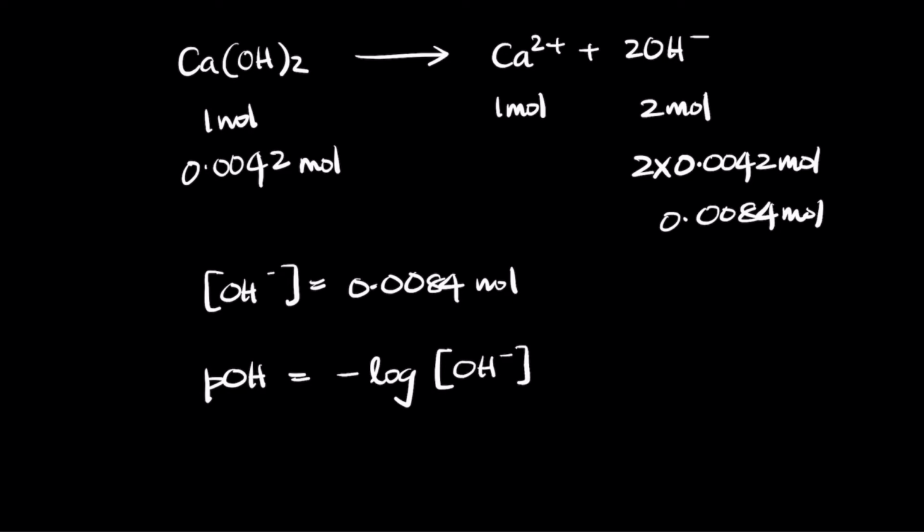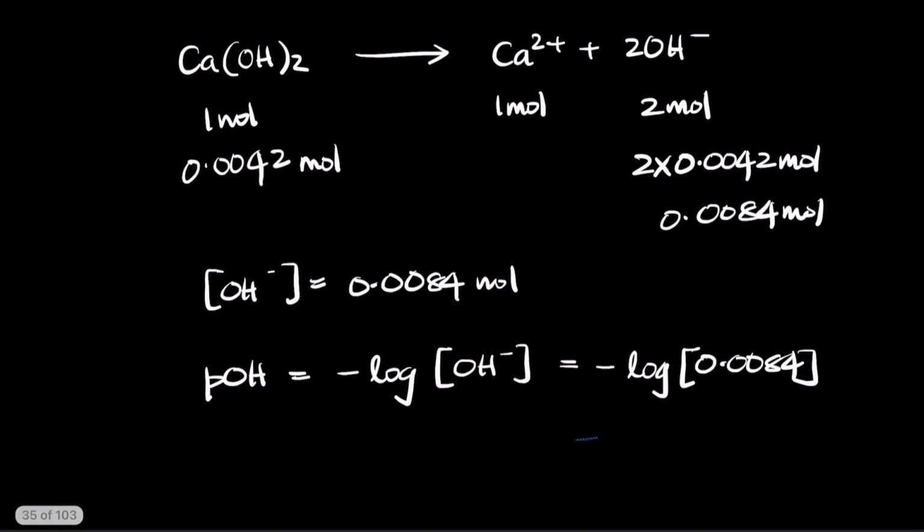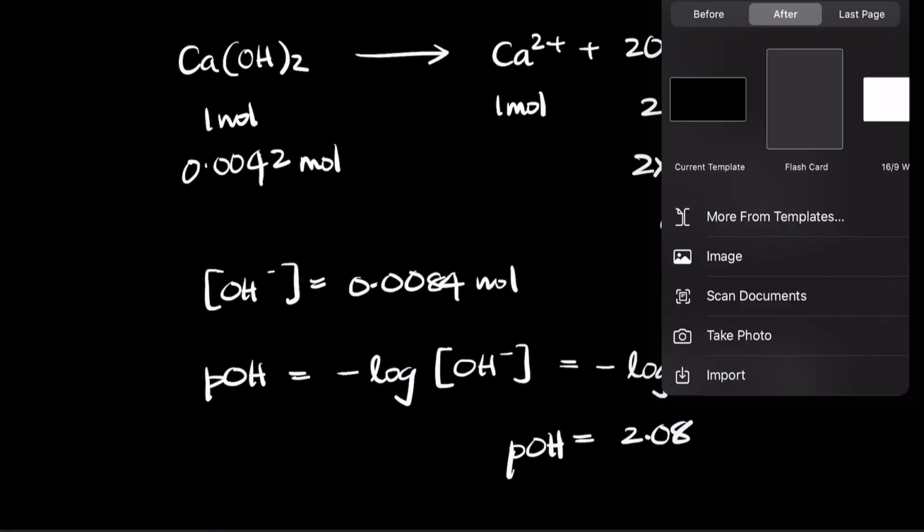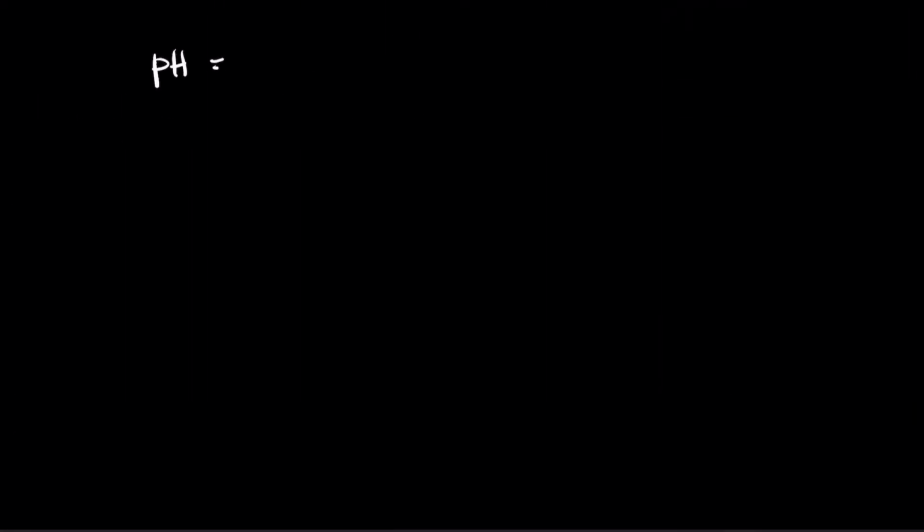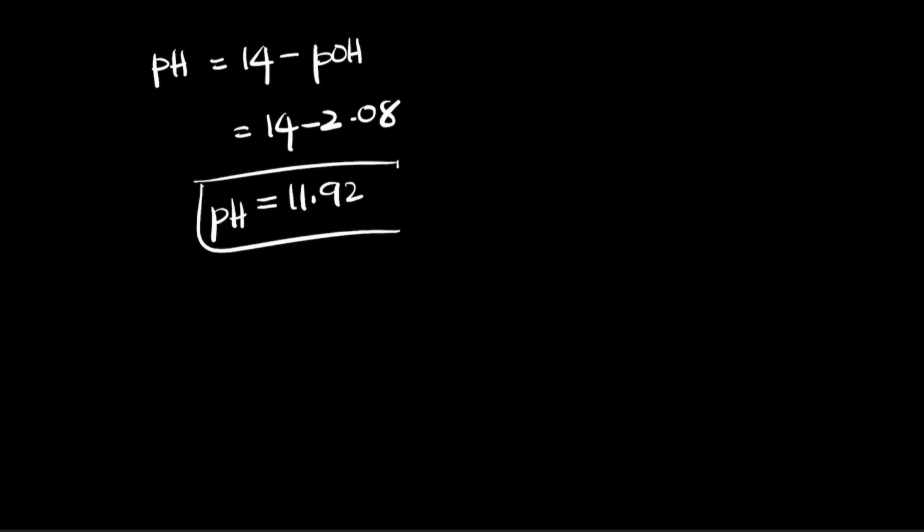Now based on the OH minus concentration, we can directly write the formula for pOH, which is negative log of OH minus, so negative log of 0.0084. That gives you a value of 2.08, which is the pOH. Now we need to find the pH. We know that pH plus pOH is 14. So pH can be written as 14 minus pOH, which is 14 minus 2.08, which is 11.9. So this is the pH.